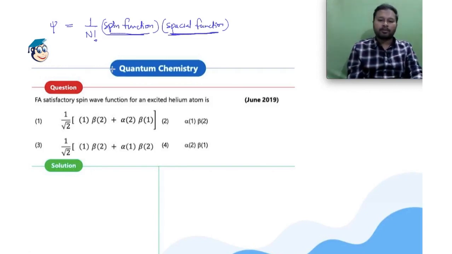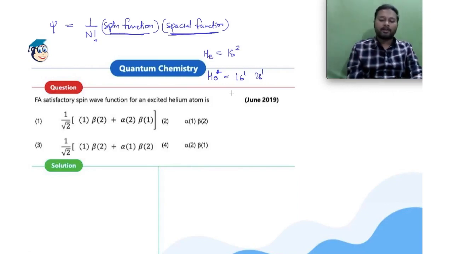Now there are many rules which you have to follow in order to write down a wave function. The first rule says that any one of these two parts, either the spin part or the spatial part, has to be antisymmetric. Now, since we are talking about helium in the excited state, let's talk about helium. Helium has 2 electrons. In the ground state it will be 1s2, but helium in the excited state will have the electronic configuration 1s1 2s1. That means both electrons will be in different orbitals, one in the 1s orbital and the other in the 2s orbital.